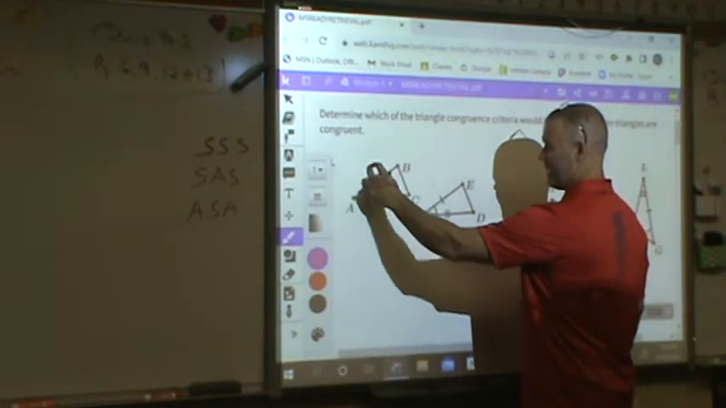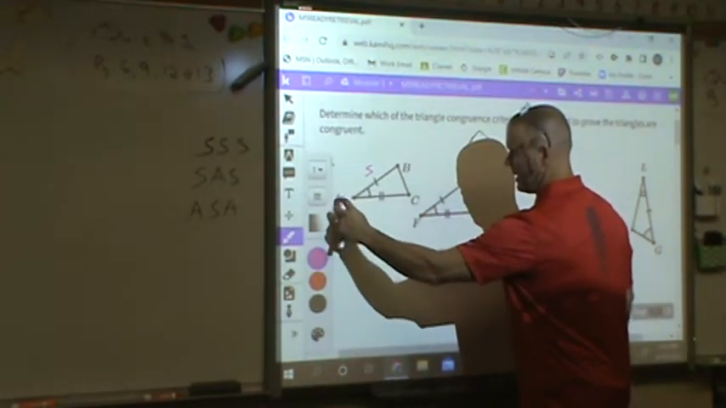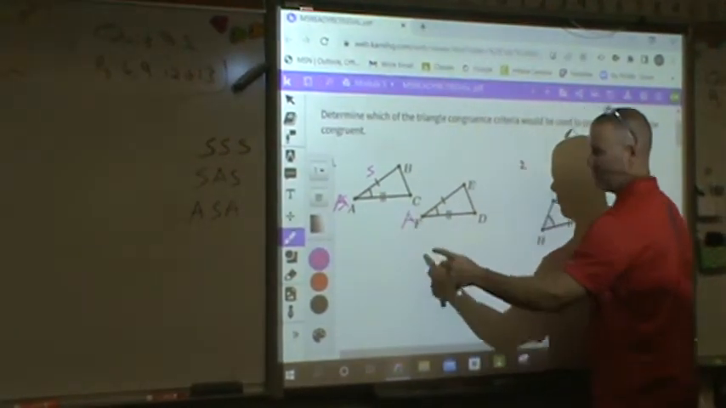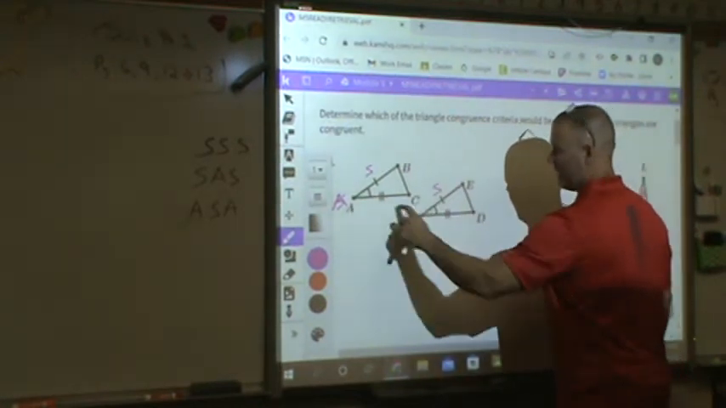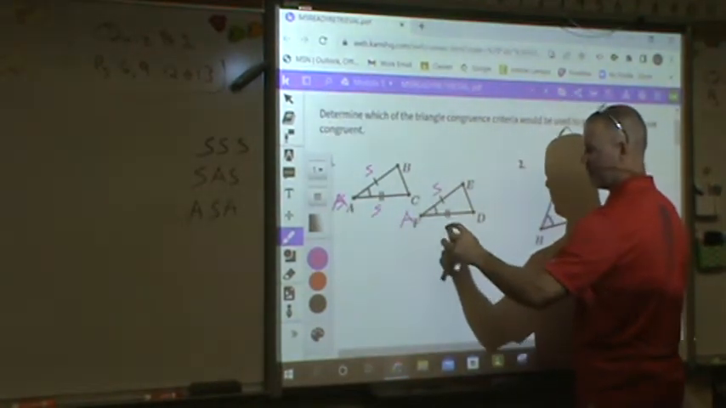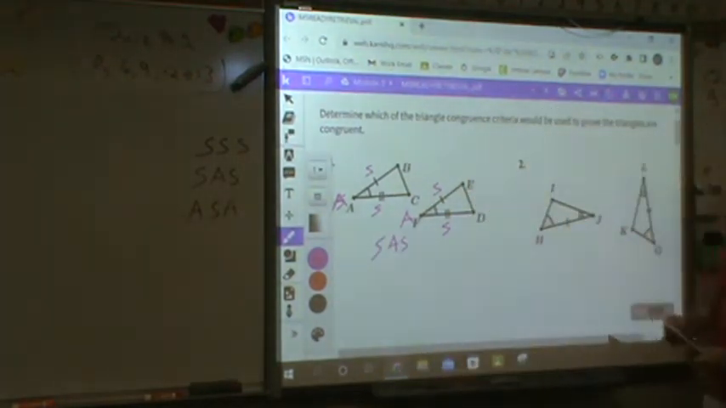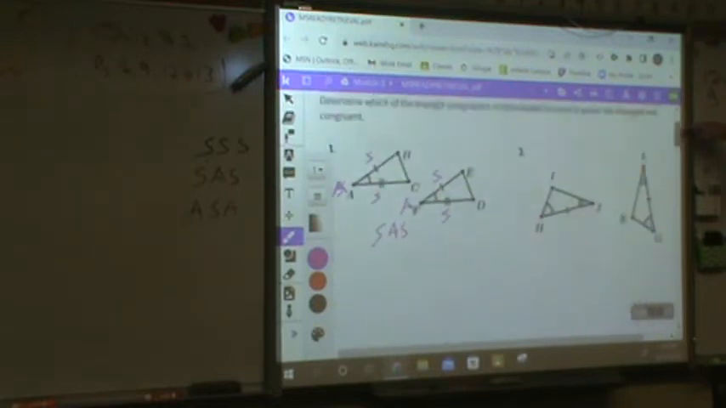Well, I have a side right here. I have an angle, A. It should be A, not S. A corresponds to F, so there's angles. AB corresponds to AE, there's a side. And AC corresponds with FD, there's a side. So these are congruent by side, angle, side. All right? And then you go through and you match up the others as well.